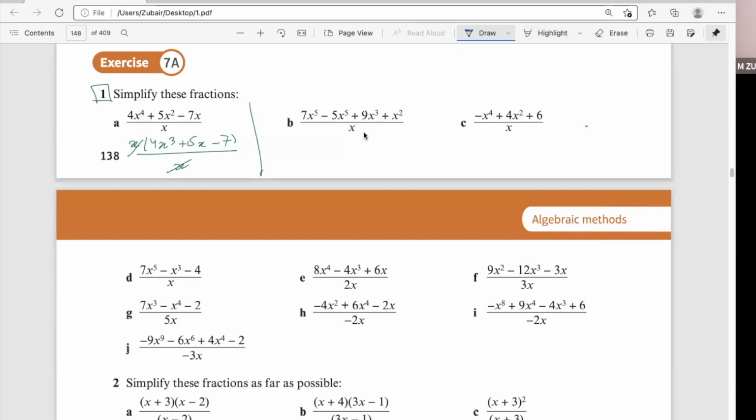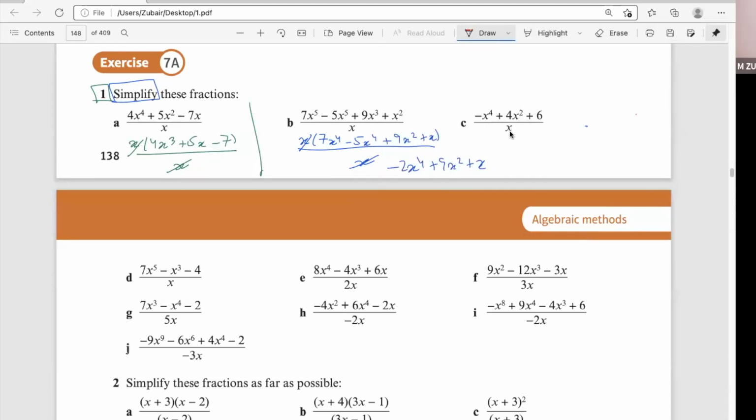Again, we have a single term in the denominator, and in the numerator, we have different terms. So if you divide these, we can take x as common. This is 7x^4 minus 5x^4 plus 9x square plus x, divided by x. Get rid of this x, and we see that we have two x^4 terms. So 7x^4 minus 5x^4 is minus 2x^4 plus 9x square plus x. It says simplify. If it would have been factorization, we would do it till we get the linear factors of all.